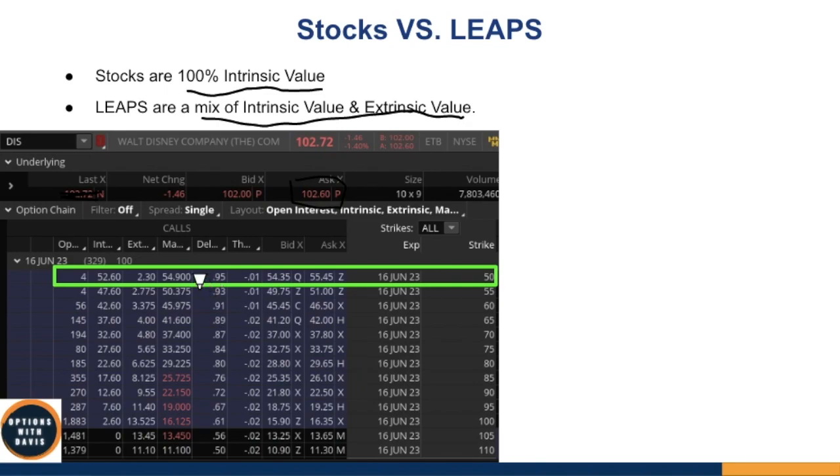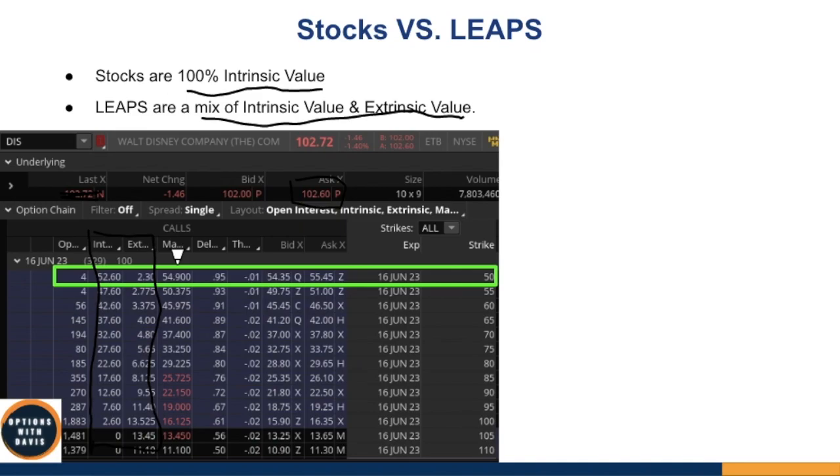The next thing I want you to take a look at is this intrinsic and extrinsic box down here. There are two columns. On the left hand side is the intrinsic column, on the right hand side is the extrinsic column. The intrinsic column, very simply, is just the difference between the current market price and the strike price. So if I take $102.60 minus the strike, you will get 52.6. Extrinsic value, on the other hand, is dependent on the volatility as well as how much time there is left in the option. That's what you need to know for intrinsic value and extrinsic value.